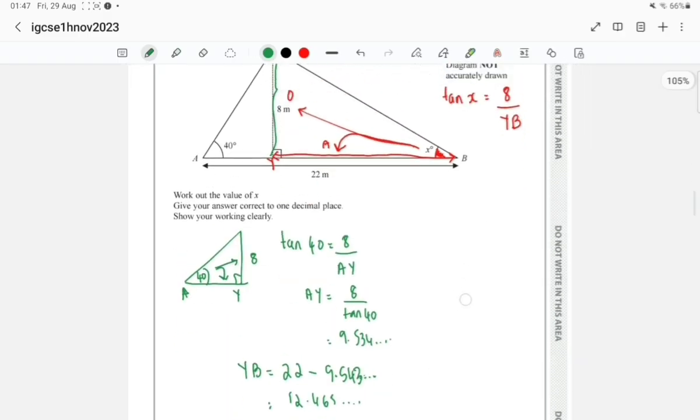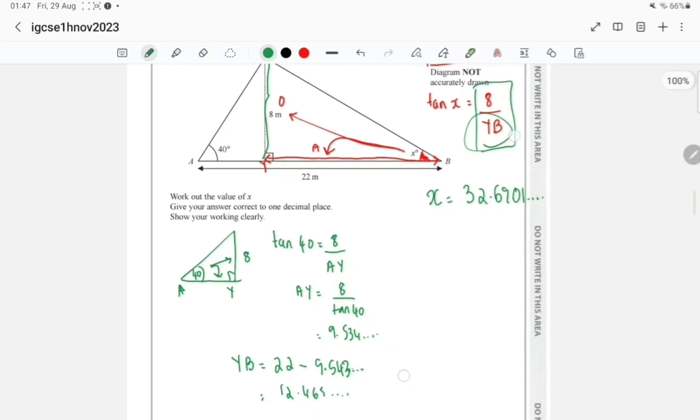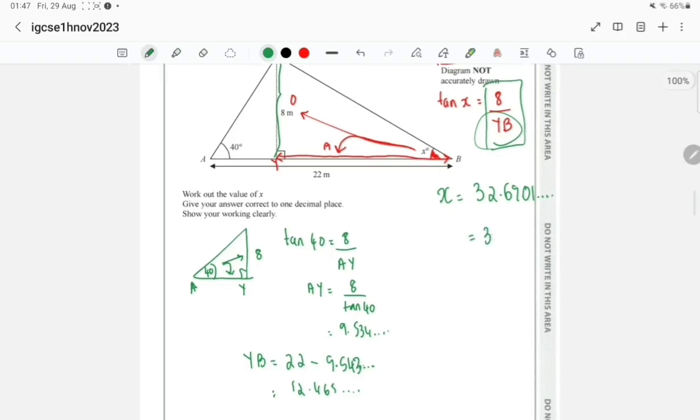So from here, I know I now have YB, so I can replace it over here to find my x. So what I need to do is 8 divided by my answer. In my calculator, this will give me 0.641, etc. So my x would be equal to tan inverse of that, which would be 32.6901, etc. Now, give your answer correct to 1 dp, so it would be 32.7 degrees.